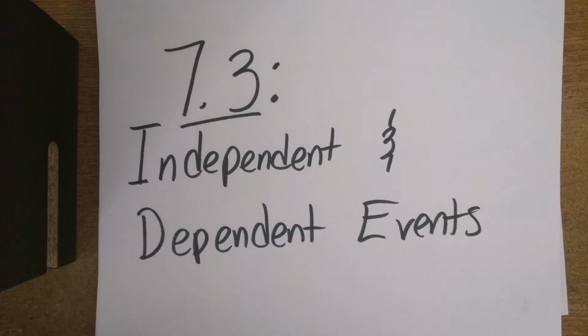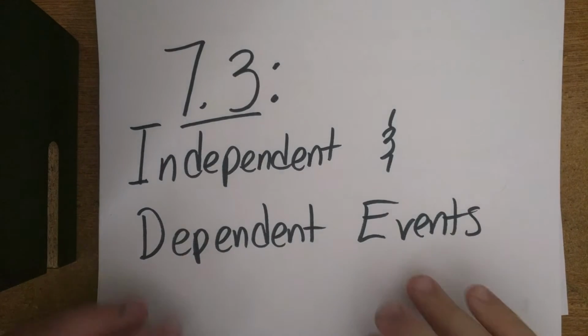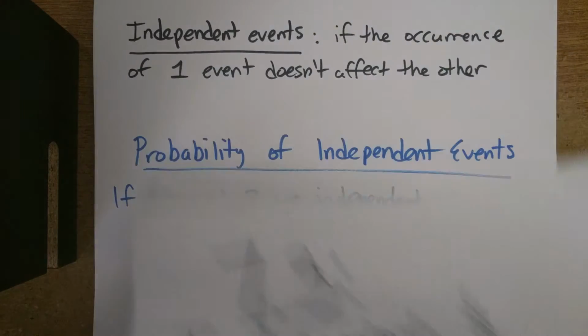All right, here we go. 7.3 independent and dependent events. I'm going to try and make this nice and fast.